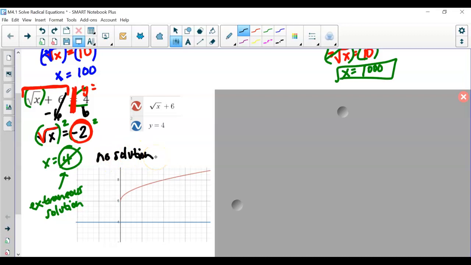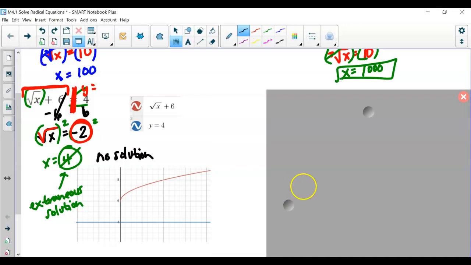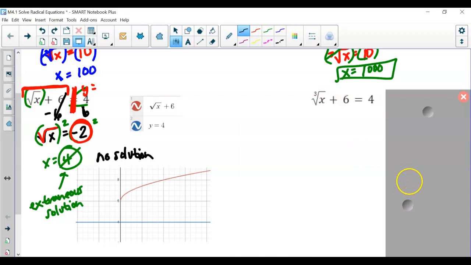So now that's why I wanted to go over this, because we're going to have to keep in mind with radical equations, we could have an extraneous solution. So here, with the cubed root, I'm going to subtract 6, right? Got adding 6 on the outside. But now the cubed root of x is equal to negative 2.